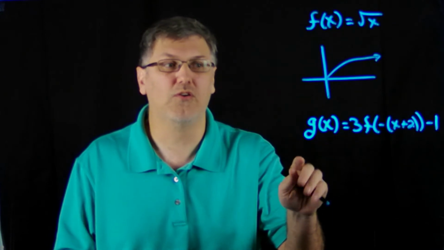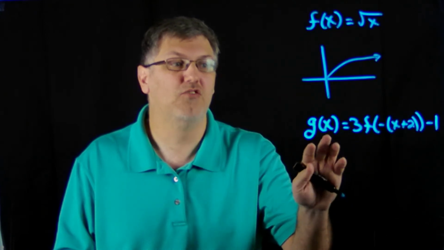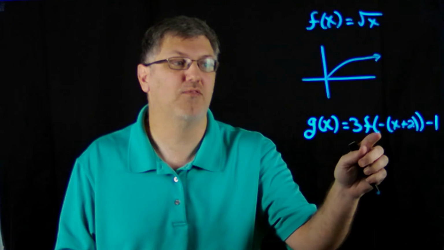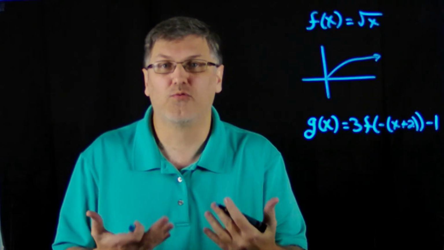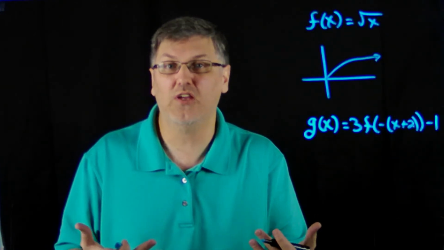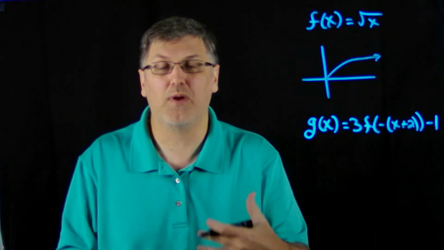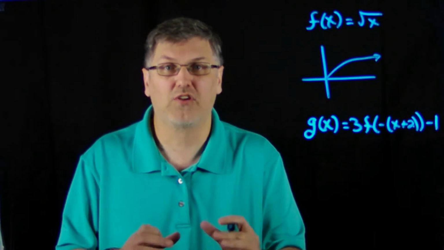What we're going to do here is graph g of x, and g of x is actually 3 times f of negative (x plus 2) minus 1. So from there, we're going to pick apart a, b, c, and d. From there, we set up our vector mapping, do some basic math, and sketch a graph.